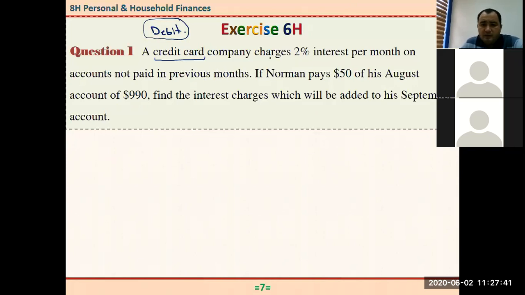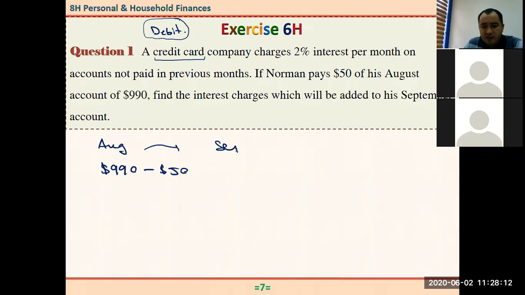So a credit card company charges 2% interest per month on accounts not paid in the previous month. If Norman pays $50 of his August. So here we have August and he used how much? $990. Now actually he's supposed to pay this money back to the bank by the end of this August, but due to some reason, he could not pay this. He could pay only $50. So that is minus 50.